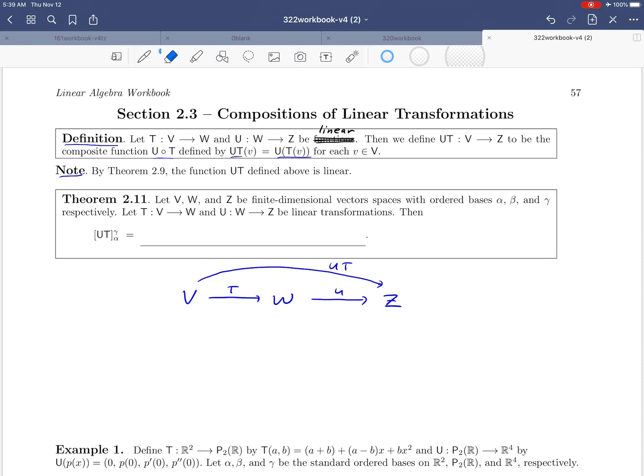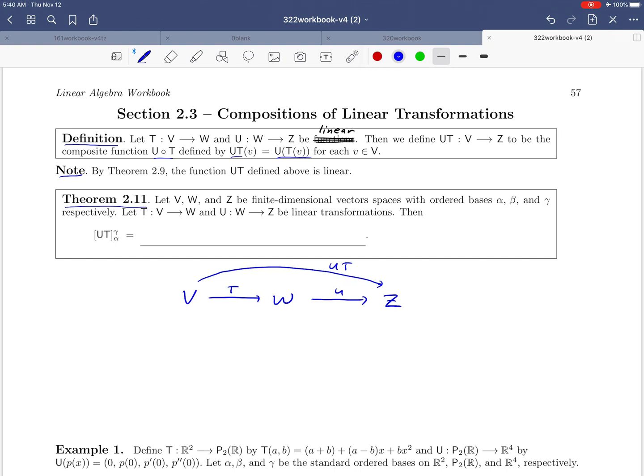Now what we'd like to do is to ask the question, what about the matrix of this composite transformation? What would the matrix of UT be? That's what Theorem 2.11 down here is all about. There's a relationship between the matrix of UT and the matrices of T and U separately. So let's read this theorem and fill it in together.